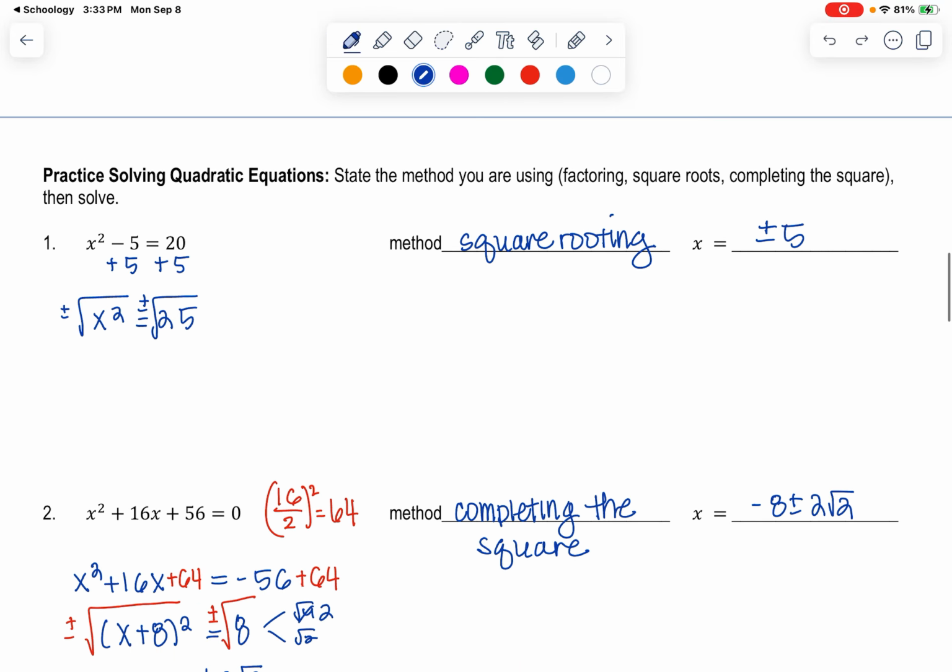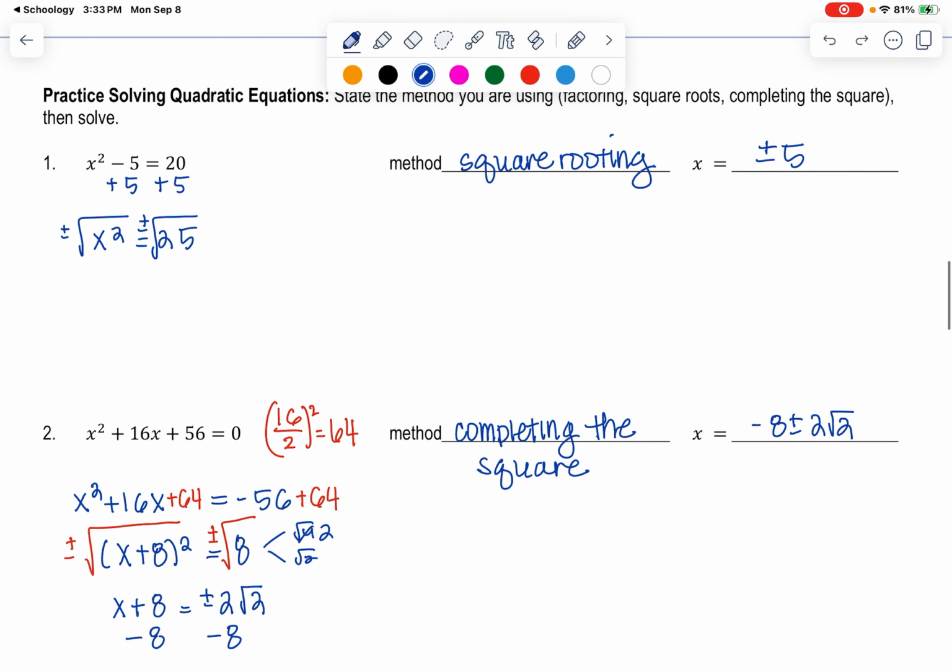The next one, the easiest method to solve it by is completing the square, and that's the method I would solve it by. You get x is equal to negative 8 plus or minus 2 root 2. Negative 8 plus or minus 2 root 2. That root 8 right there is simplifiable, so make sure you didn't leave it as negative 8 plus or minus root 8.